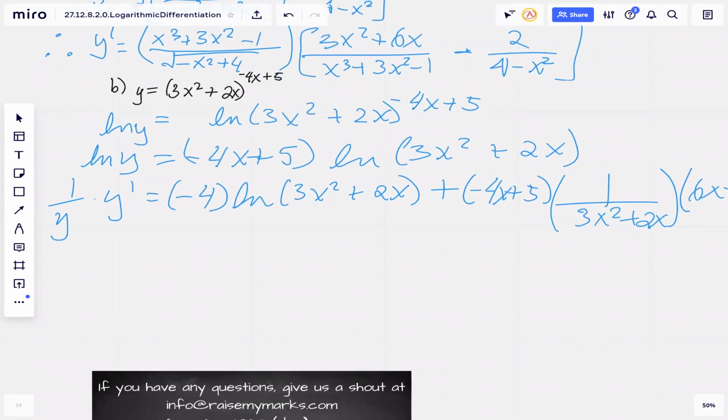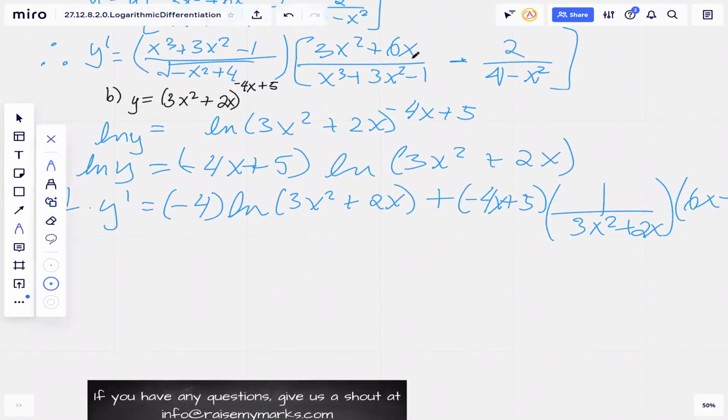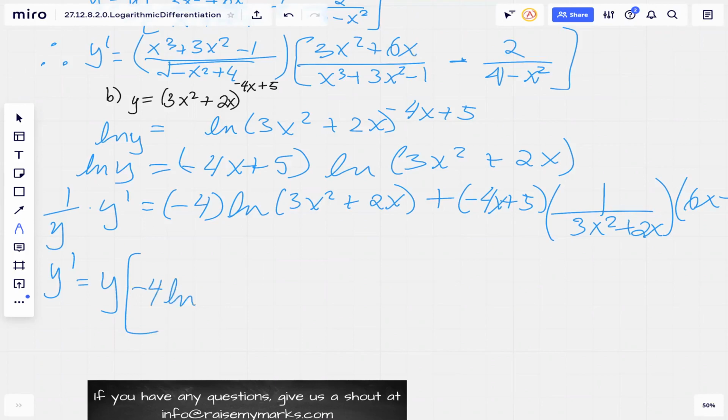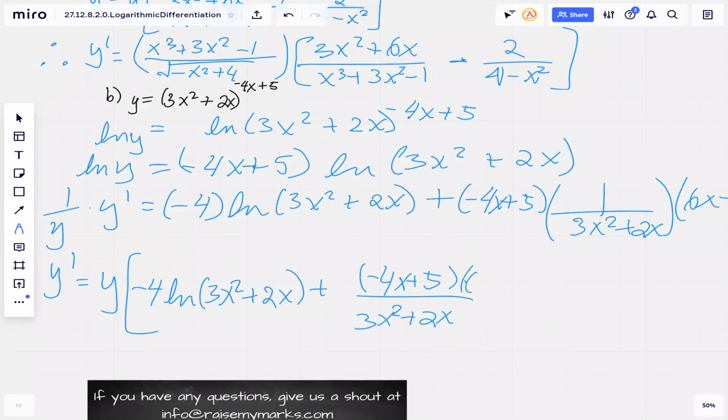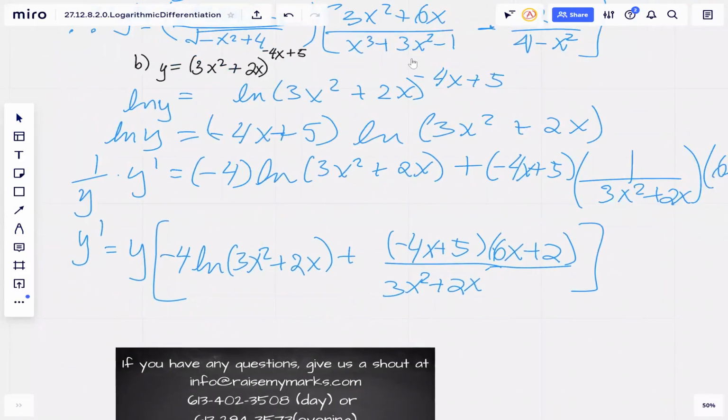Now we need to simplify everything and solve for y prime. Let's see if we have enough space to do that. So y prime equals y times this huge mess here. Let's see if we can make this a bit neater up here. I think we have 6x plus 2 in the numerator. I think we might just have enough space to put in our y.